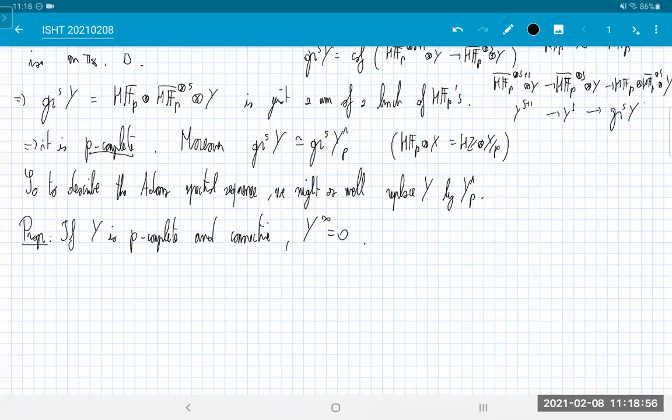So anyway, further questions before I go with the proof of this proposition? No? Okay. This proof is actually easy, except that it uses a lemma which is kind of non-trivial. I'll state the lemma and maybe say a couple of words about it. It's not super hard, but it involves some functors.